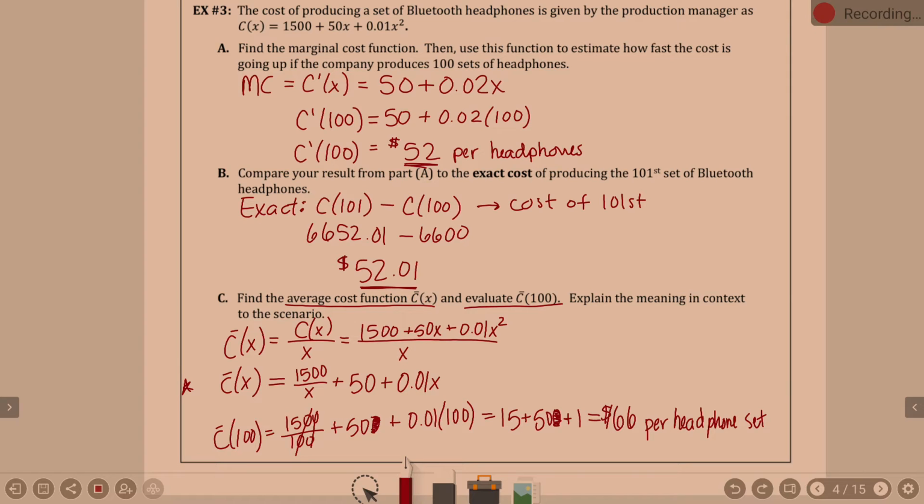Explain the meaning and context. What are we saying here? $66 per headphone set when? When we're producing 100, right? So is it always 66 per? No, not necessarily. But this one is. When we talk about the average cost function, because we plugged in 100, when 100 headphones are produced, the average cost is $66 per set.